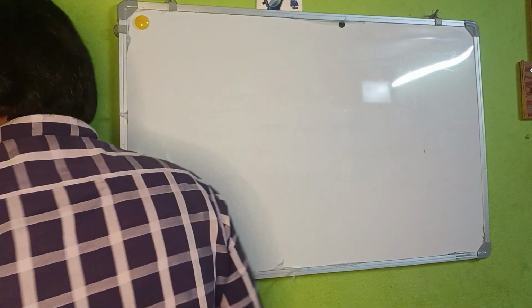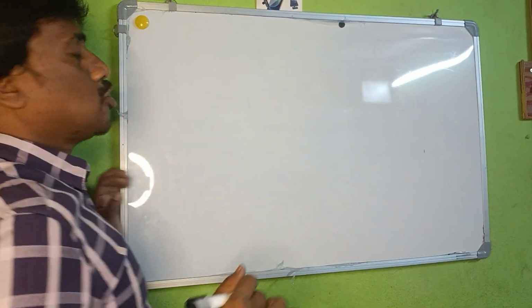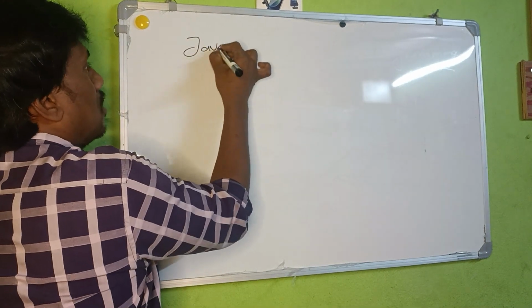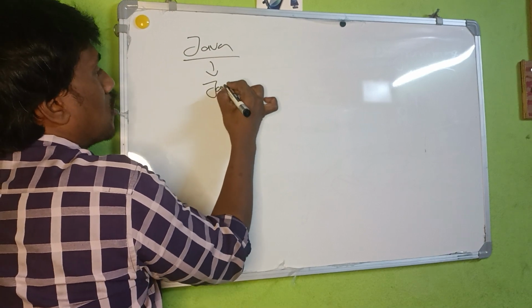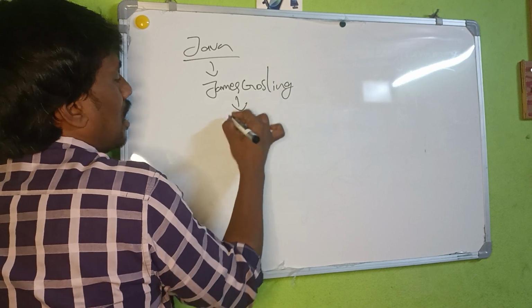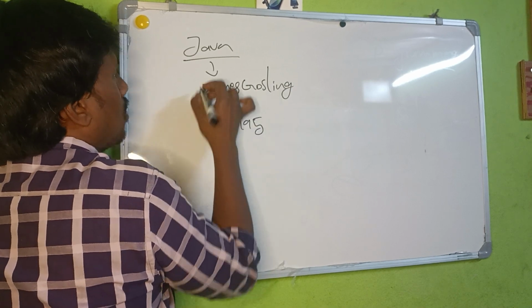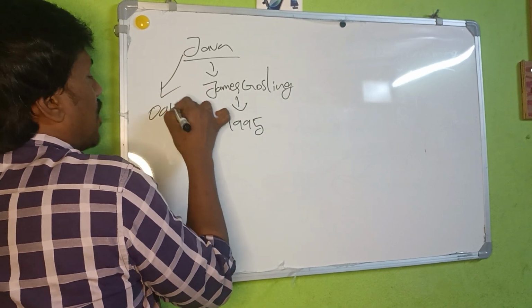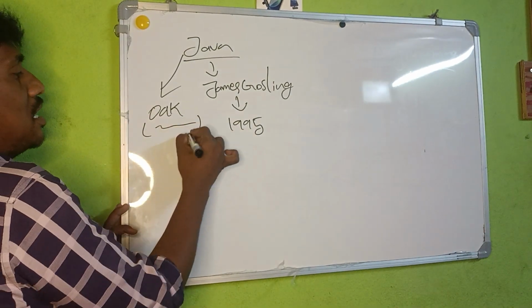Another one: Java was developed by James Gosling in the year 1995. The first name of this is Oak because it is a national tree.